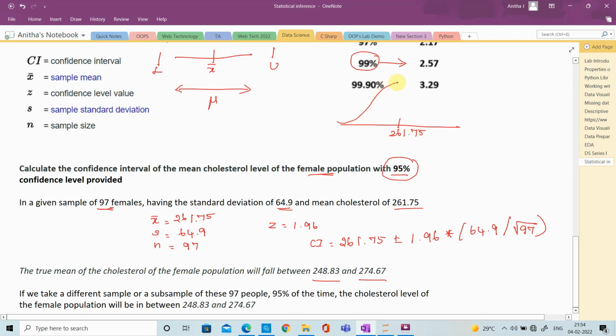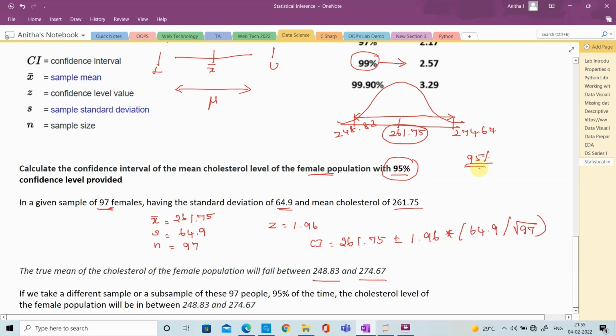So if I draw my diagram, the sample mean will be available as 261.75, and my confidence interval will be here 248.83 and here 274.67. So we expect, or we are estimating, through the sample mean, that our population mean lies between this confidence interval. Now, what do we mean by this confidence level of 95%?